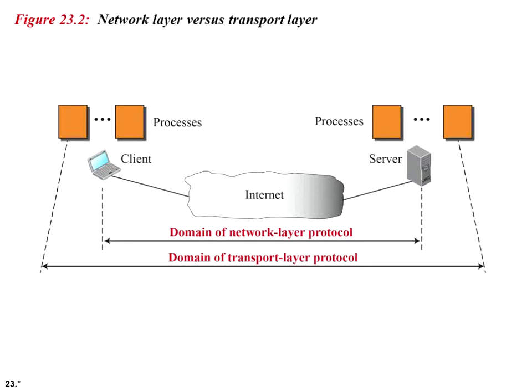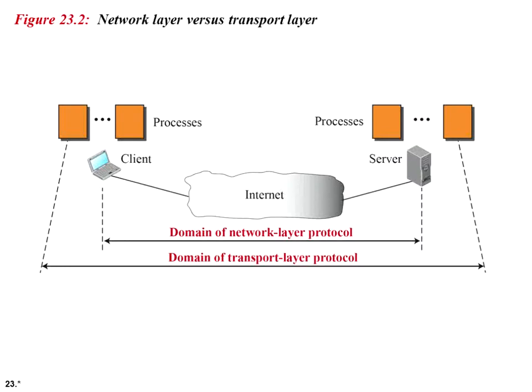So this is an incomplete delivery. The message still needs to be handed to the correct process. This is where the transport layer protocols work. The transport layer protocol is responsible for delivery of the message to the appropriate process. This figure shows you the domain of the network layer and the domain of the transport layer.